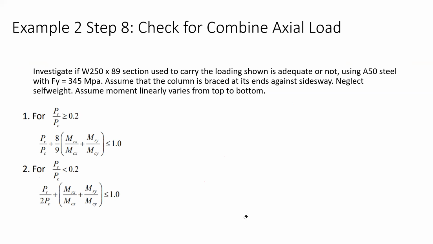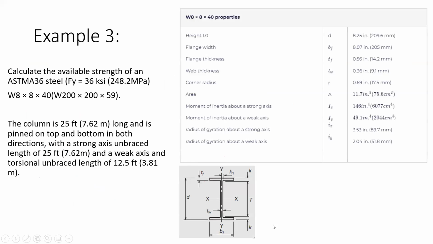Okay, so let's go to our next question. We have here: calculate the available strength of an A36 steel wherein Fy is 36 KSI, the W8 by 8 by 40.